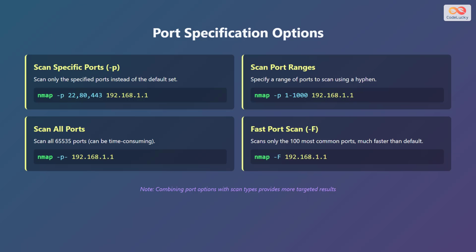To scan port ranges, specify a range of ports using a hyphen. For example, to scan ports 1 through 1000, the command would be nmap -p 1-1000 and the target IP address.